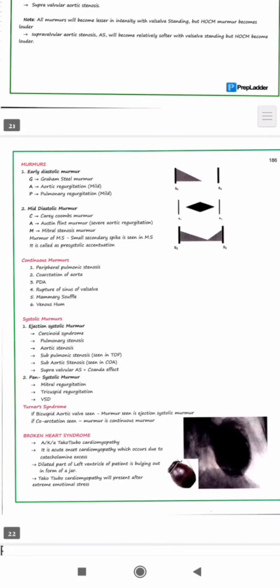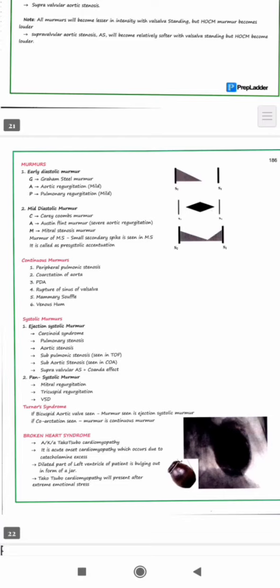Now we're going to discuss the diastolic murmurs. Early diastolic and mid diastolic murmurs we remember by the mnemonics GAP and SCAM. GAP is Graham Steell murmur, aortic regurgitation and pulmonary regurgitation, while SCAM is Carey Coombs murmur, Austin Flint murmur, and the mitral stenosis murmur. So the continuous murmurs are these, and the systolic murmurs also. In Turner syndrome, we have to remember that bicuspid aortic valve is seen and the murmur is systolic, and where coarctation is seen, the murmur is continuous.